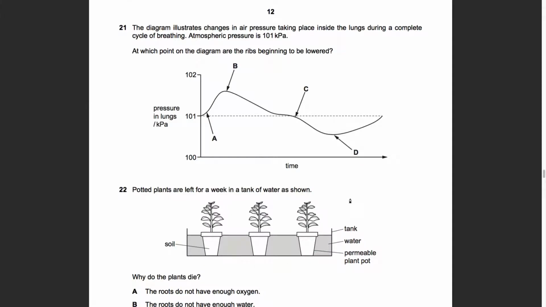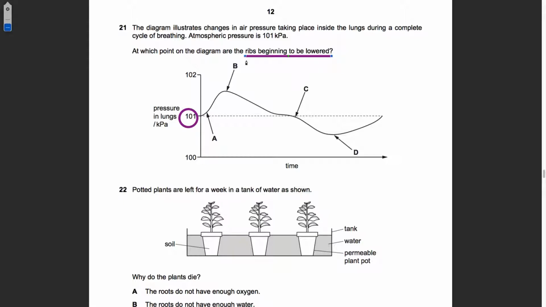Right, question 21. We are over the halfway mark. The diagram illustrates changes in air pressure taking place inside the lungs during a complete cycle of breathing. Atmospheric pressure is 101 kilopascals, so that's there on the graph, 101 kilopascals. At which point on the diagram are the ribs beginning to be lowered?